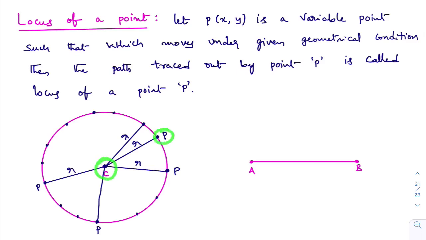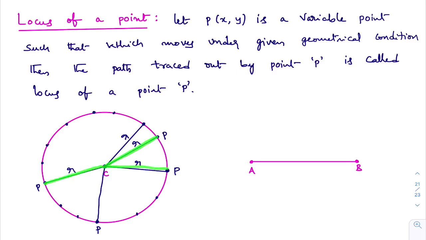The point P is a variable point. It moves. In what way does it move? What is the geometrical condition? It moves such that its distance from the fixed point is constant. They are saying that the condition is that the point P moves such that the distance from P to C is always the same. So suppose this distance is R units, then this distance is also R units.